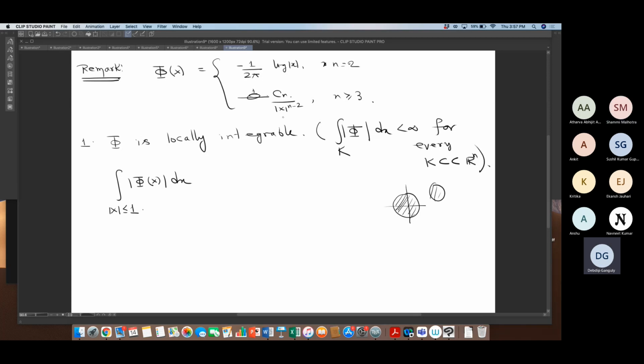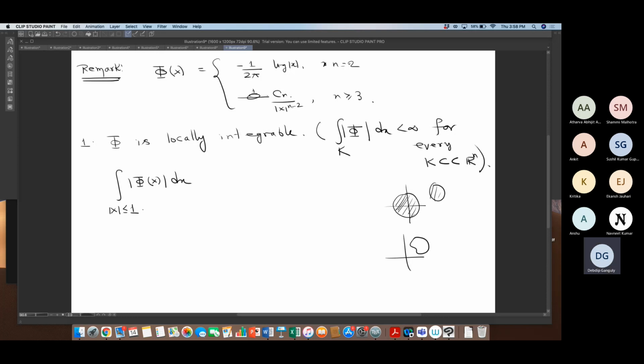You have a problem. This function has a problem near origin, right? Otherwise, this function is a very smooth function. If I take some compact set not containing the origin, then 1 by mod x is a very nice function. It is a bounded function, 1 by mod x or log of mod x on a compact set which does not contain origin. You take the supremum out. It's only a compact set. Is it integrable? Yes or no?